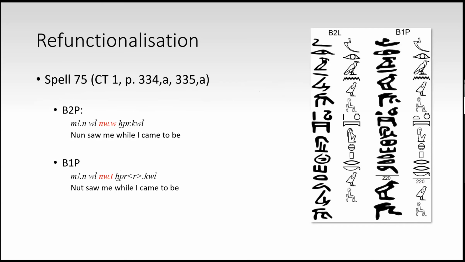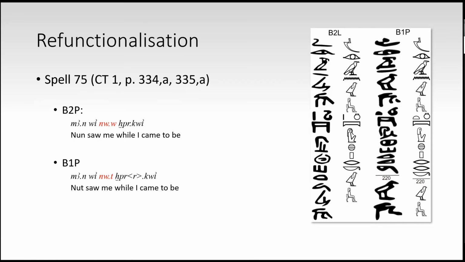So, to go into detail on what I would actually call refunctionalization. Here, from spell 75, there's a case where we're dealing with the god Nun. That is the primary form that occurs in most witnesses, so I would have to assume that that is the, between brackets, correct form of this text.